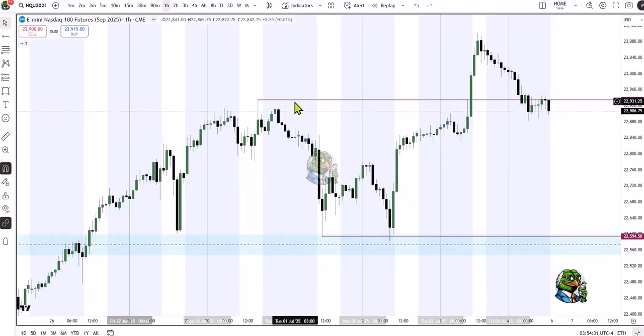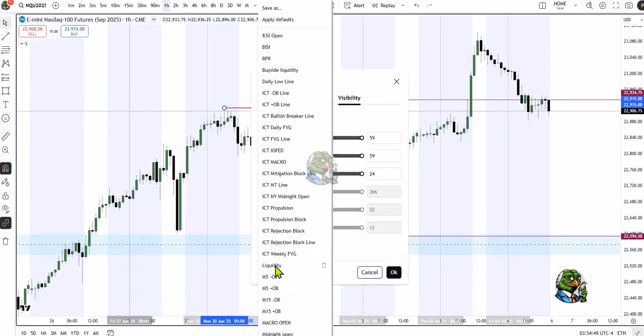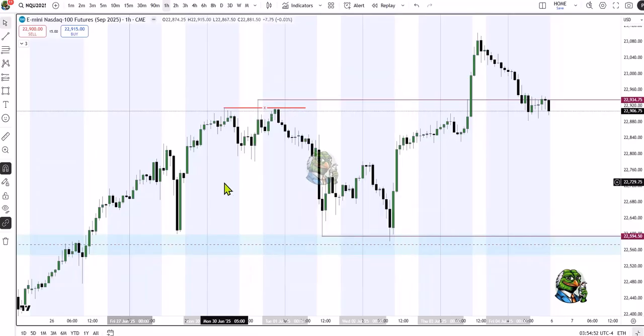Now I want you to notice, and I've said this previously, look at how they've brought the market down and they've left equal highs there. So I will mark that on my charts. You see how clean those equal highs are? When equal highs have been left, then you need to take note of that.